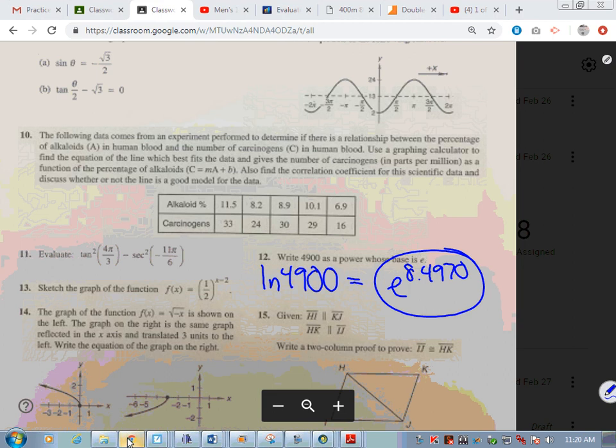That's your answer. The ln 4900 is all it's going to do is give you 8.4970. You're going to put that as the exponent to e. So pretty easy. That's the extent of your work right here.